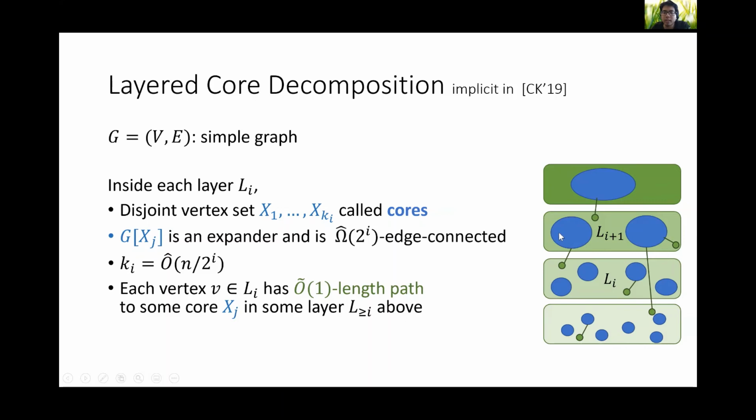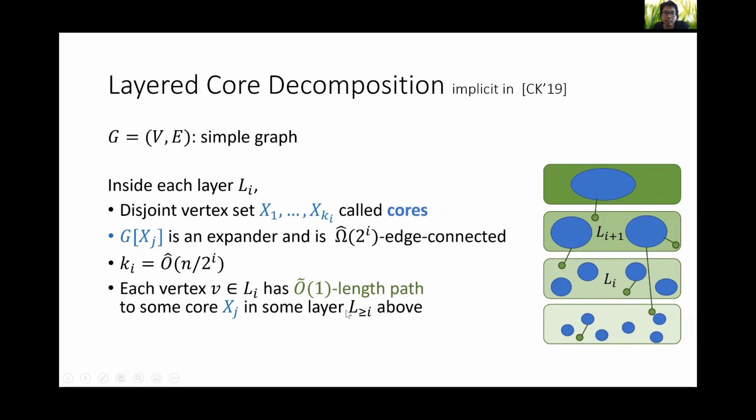The intuition is that in the denser part, there will be bigger cores and a fewer number of cores. So in layer i, each core is still an expander and it's 2^i edge connected. In particular, the size is at least 2^i, and the number of cores is n over 2^i.